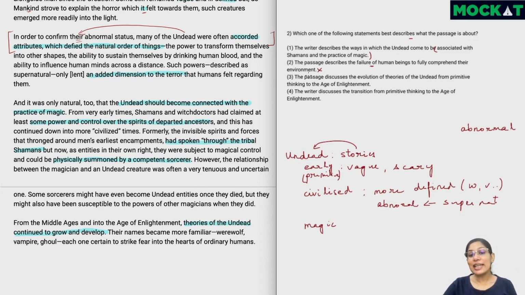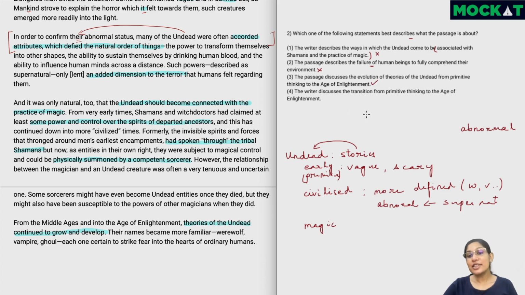The passage describes the evolution of theories of the undead from primitive thinking to the Age of Enlightenment. Now, this is more like it because we've discussed primitive times, times when humans were more civilized, and all the way till now. While the theories themselves are not mentioned, this is definitely a more correct option than the first one, which is only about a small part of the passage. So we can actually eliminate this one and go for this, unless the fourth one is even better.